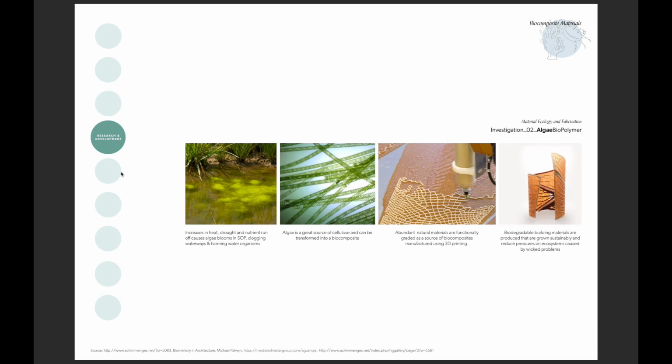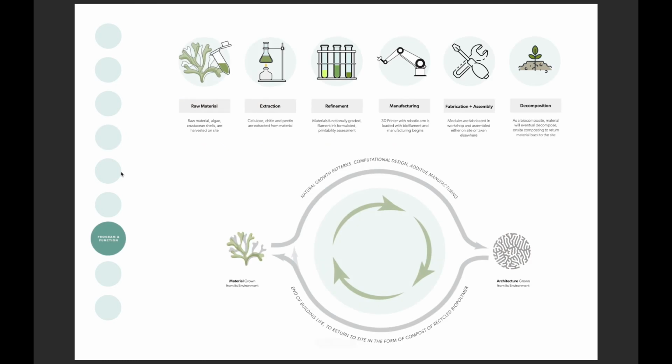Next, I looked into biopolymers, more specifically cellulose-based like algae, as I could easily harvest from site. They would be refined and 3D printed into modules that would form larger structures. From its state as a raw material through extraction and manufacturing to eventual decomposition, the material is grown from its environment, and if 3D printed on site, the architecture will also be grown from its environment.